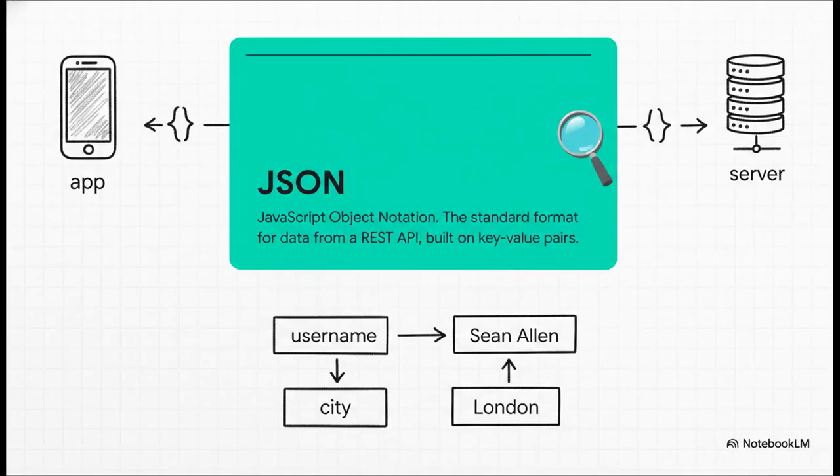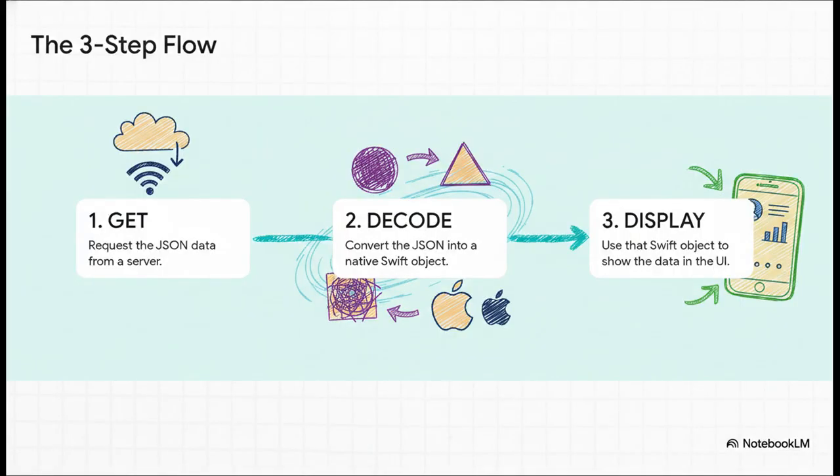You know, at its core, this whole process is actually pretty straightforward. When your app asks a server for information, it usually gets it back in a format called JSON. Just think of JSON as the universal language of the internet. It's all built on these simple key-value pairs. For example, username would be the key, and Sean Allen would be the value. Simple as that. The whole thing really breaks down into just 3 simple steps.